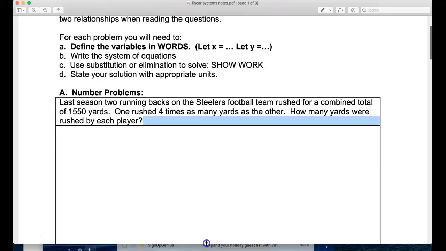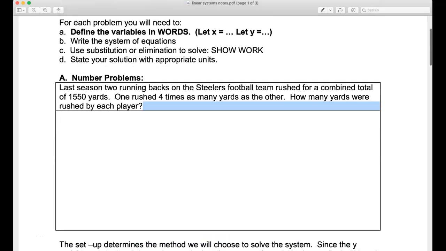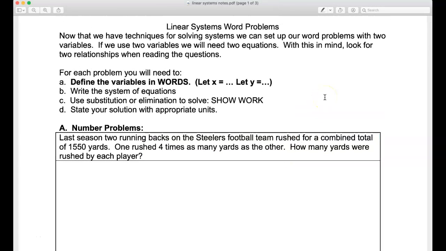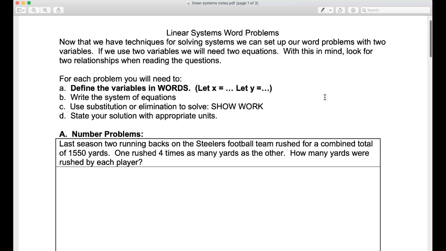Hi everyone, here are your notes for section 4.23. I guess it's probably more from 4.2 since we're just doing 2x2 linear systems.